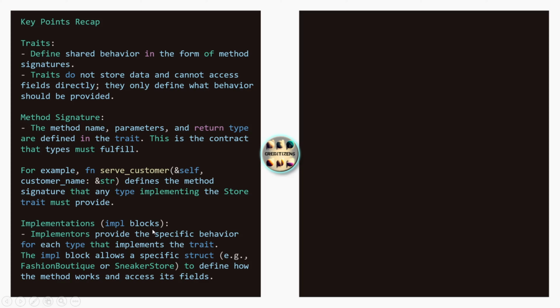Implementation blocks. So that's where the implementer provides the specific behavior for each type that implements the trait. So the implementation block allows a specific struct, for example fashion boutique or sneaker store, to define how the method works and access these fields. So that's where you put the function logic. It just has to follow the parameters taken by the function and the returned values from the signature.